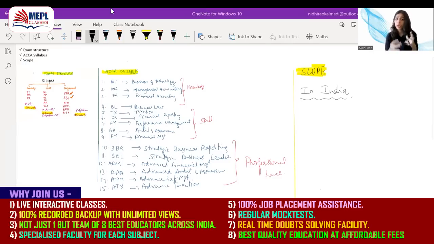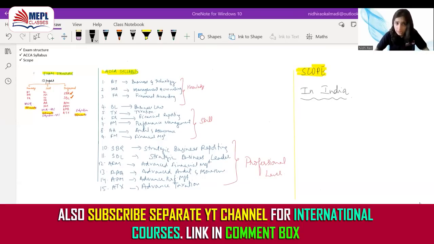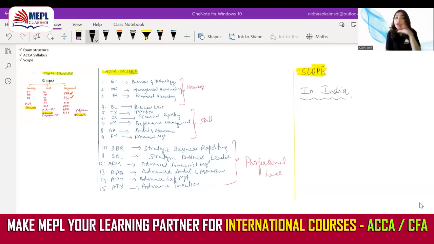Talking about the scope in India, you can expect a salary package which is almost equal to that of an Indian CA. Of course, if you're someone who wishes to work outside India, then again the presence of ACCA is in almost 108 countries. Since I said this is a global qualification, its presence is in countries like UK, Canada, Dubai. They also look for ACCAs.